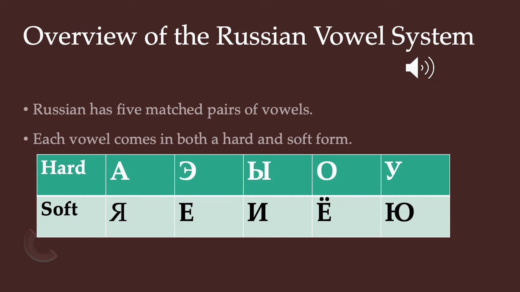So we have the hard vowel a, and then its soft equivalent ya. We have the hard vowel e, and its soft equivalent ye. We have the hard vowel ы, and the soft equivalent и. We have the hard vowel o, and its soft equivalent yo. And we have the hard vowel u, and its soft equivalent yu.